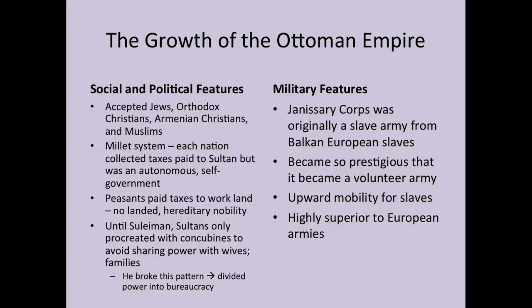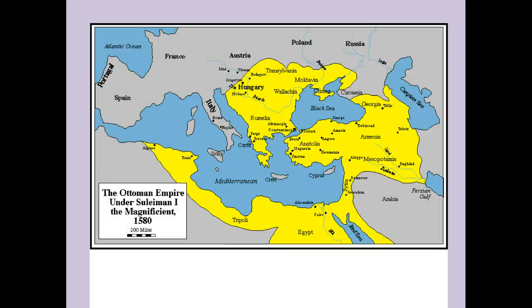Then they had this slave army of Janissary Corps, which is featured in several popular video games, and as it should be, because it's really cool. Even though it's a slave army, people are like, dude, I want to be a Janissary, and they had extremely huge prestige and privilege throughout the Ottoman Empire. They were European mostly, because that's who slaves were in the Ottoman Empire. They became so prestigious, like I said, it became a volunteer army, and it was huge upward mobility for slaves, and it kicked butt out of the Europeans.